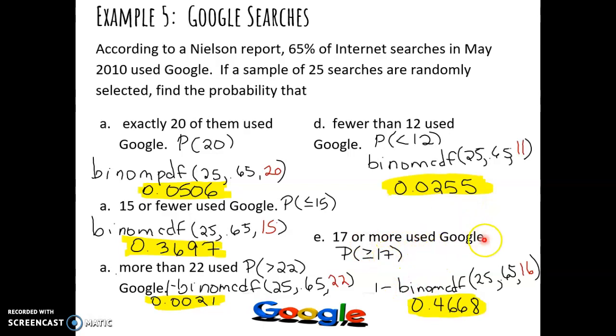17 or more includes 17. That's 17, 18, 19 up through 25. So we have to find the complement of 17 or more. So if we want 17 or more, our complement stops at 16. So binomial CDF 25, 0.65, 16 is the complement. We subtract that answer from 1 and we get 0.4668.